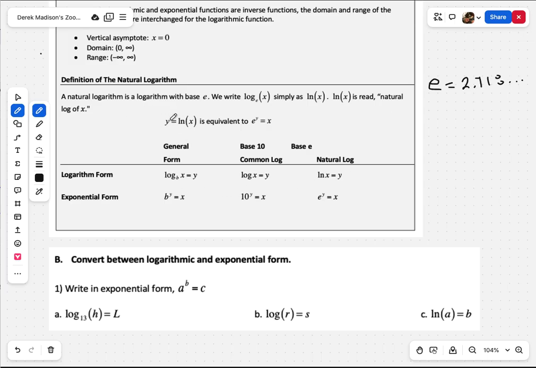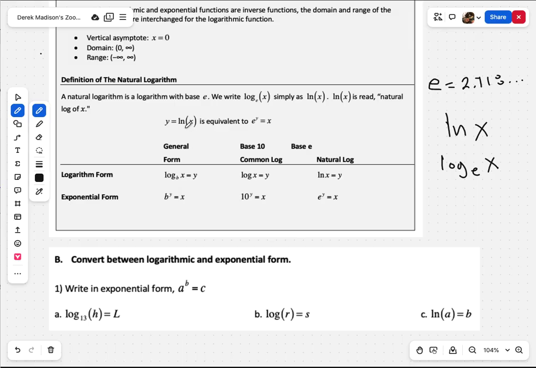So natural log is written as ln, not an I, it's an ln. Let me write it a little bit bigger over here. Ln of x is the same thing as log base e of x. It's used so much that it gets its own notation of natural log.